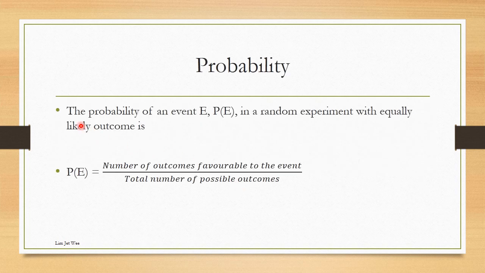So if I say the probability of an event, let's call the event E, I will write it this way: P bracket E. P actually stands for probability, so probability for the event E. The formula for the probability of event E is the number of outcomes favorable to the event over the total number of possible outcomes.